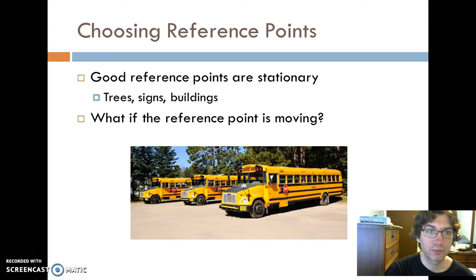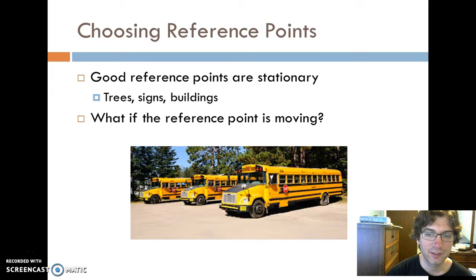Choosing a reference point, again, you want to choose things that are considered to be stationary by many people: trees, signs, buildings. But what if you do pick a reference point that's moving? If you do, you get confused. Your brain doesn't necessarily register correctly. You don't see things the way most people would, which is kind of a unique experience.